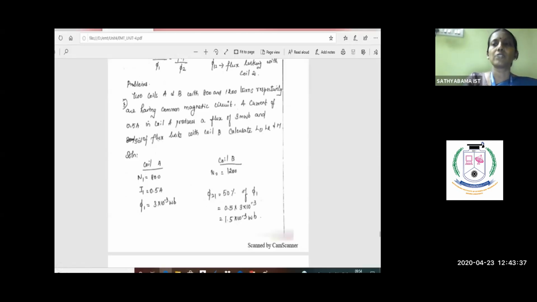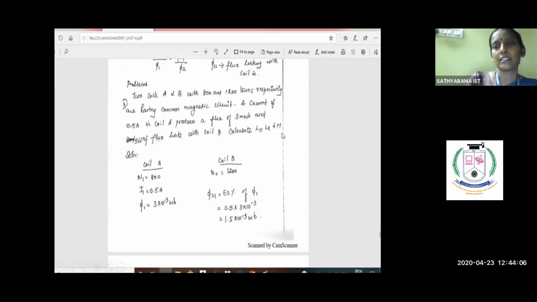And next is the mutual inductance problem. We'll just see what that is. So, two coils, and I hope you have understood what mutual inductance is. Two coils A and B with 800 and 1200 turns respectively have a common magnetic circuit. A current of 0.5 ampere in coil A produces a flux of 3 milliweber, and 50% of the flux links with coil B. Calculate L1, L2 and M.